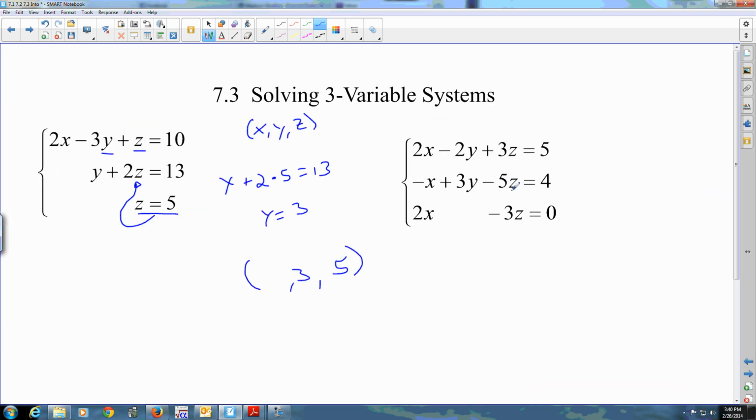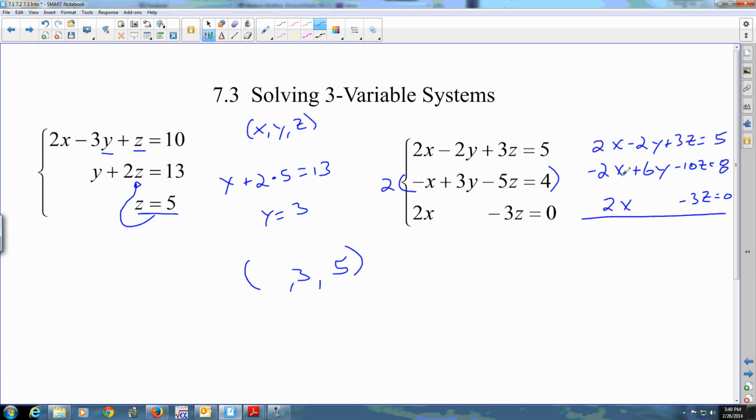Well, in looking at these, how about I take this center equation and multiply it by 2. So the top one stays put. The middle equation now becomes negative 2x plus 6y minus 10z equals 8. And the bottom equation stays put, 2x minus 3z equals 0.